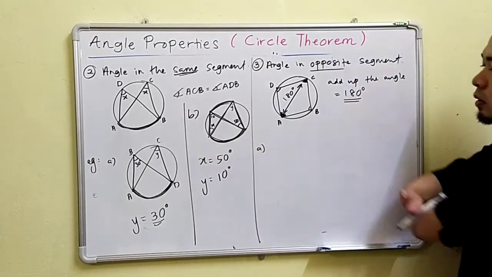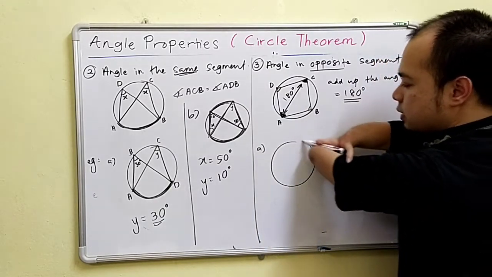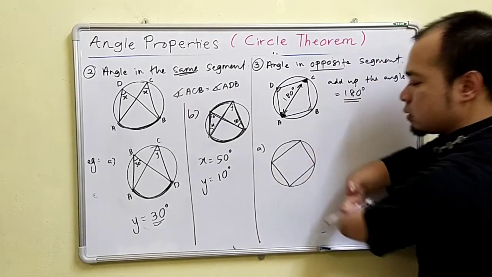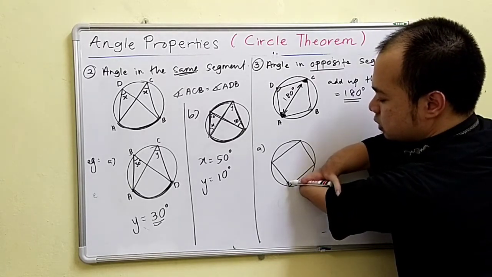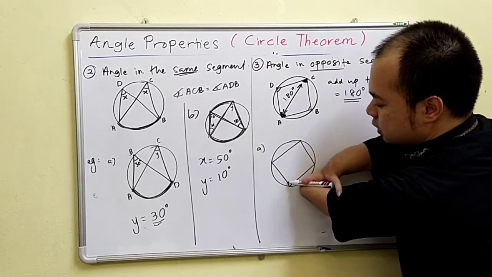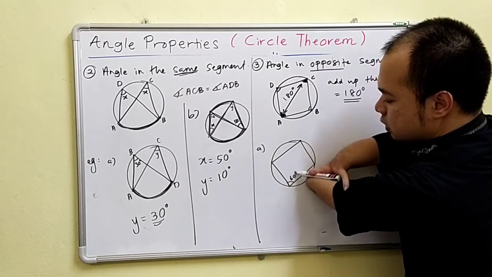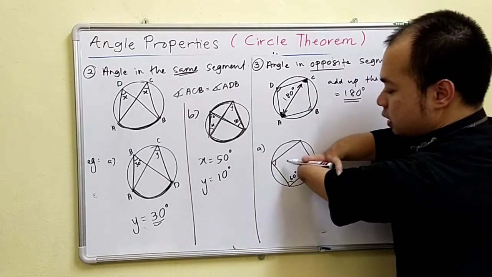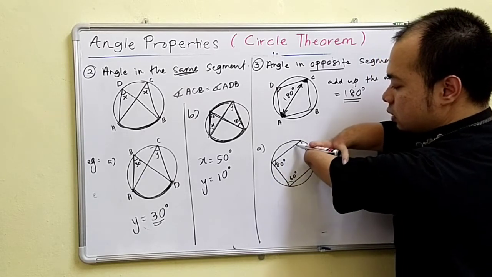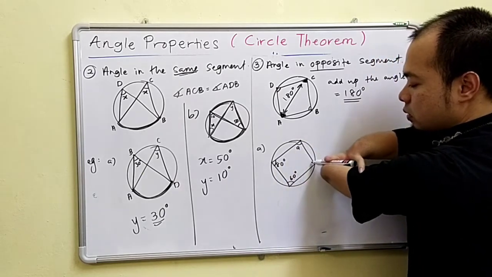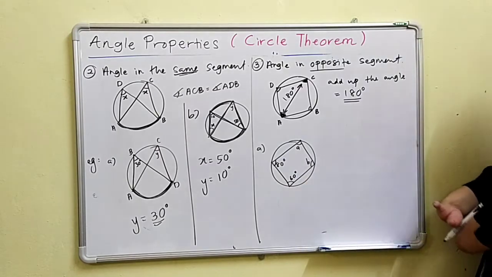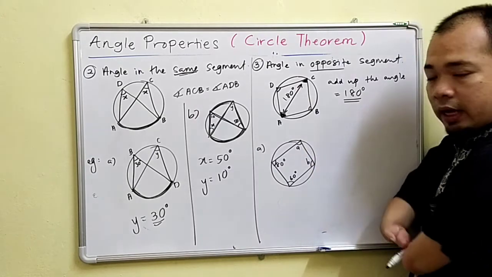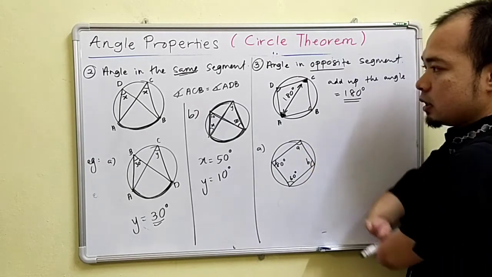Okay, now example, if the question asks something like this. Let's say this is a cyclic quadrilateral. Over here is 60 degree. This is not to scale, okay? Over here is 80 degree. This is A, this is B. Find the value of angle A and angle B.